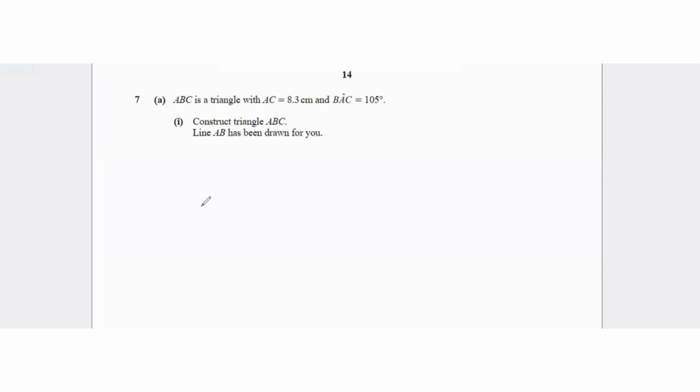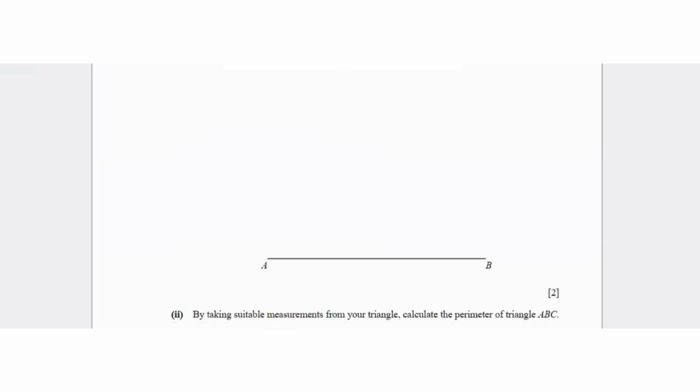Question 7 says that ABC is a triangle with AC equals 8.3 centimeters and angle BAC equals 105 degrees. Construct triangle ABC; line AB has been drawn for you. So basically, using your protractor, you'll draw an angle of 105, which will be somewhere over here.